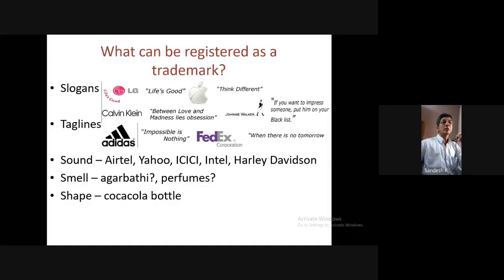So slogans can be registered. Taglines can be registered. Anything can be registered as a trademark. Sound, smell, and agarbatti, put a question mark there. Agarbatti smell and perfume are not registered. It can be the shape of the bottle. Yes, definitely the shape of the bottle as a trademark. Design I'll tell you later. If the Coca-Cola bottle itself reminds you of Coca-Cola, then it is automatically a trademark.